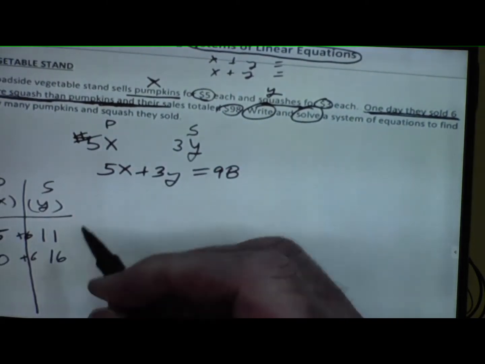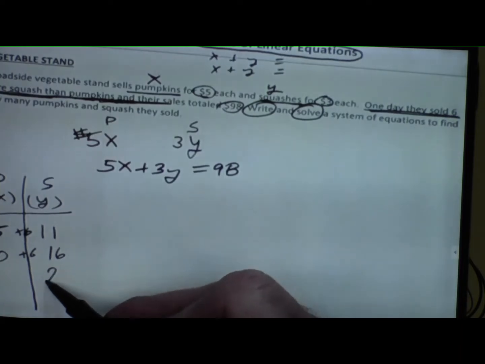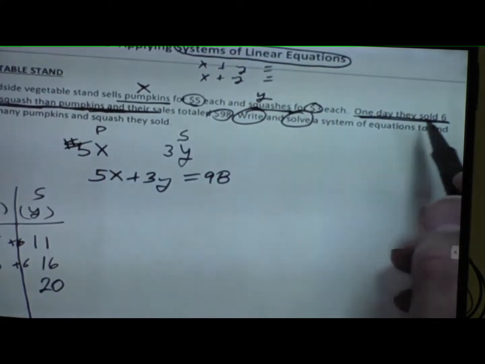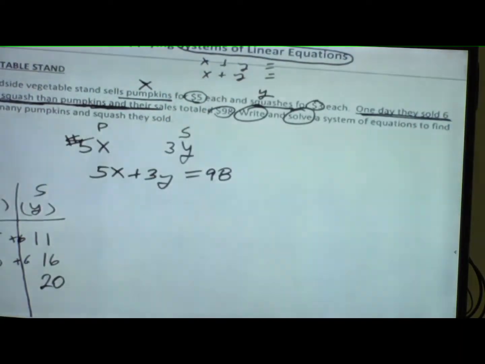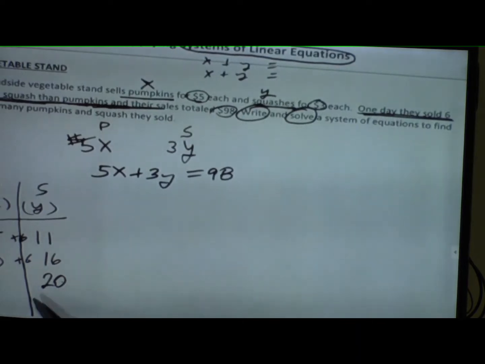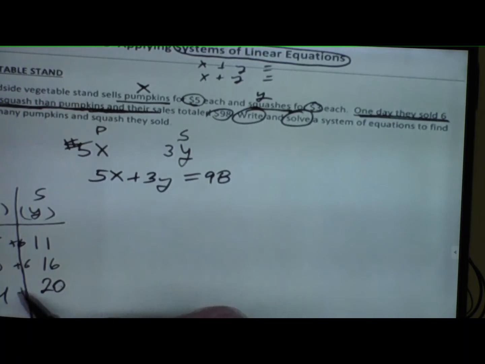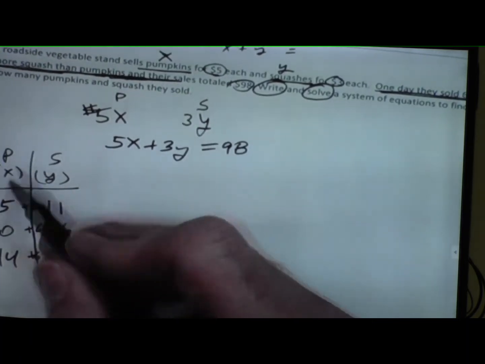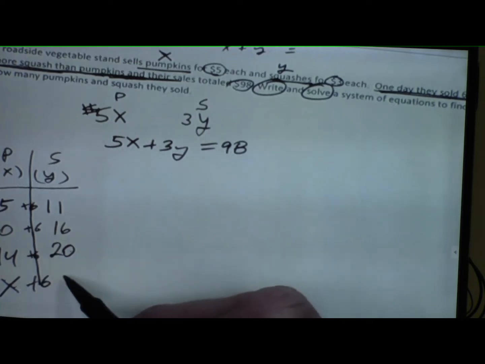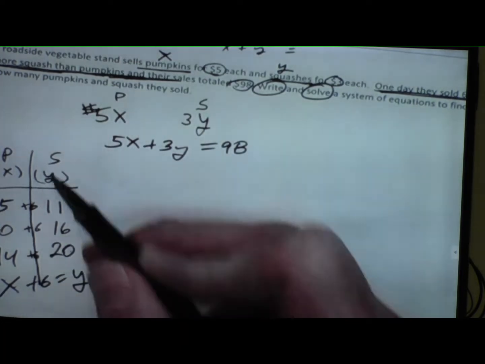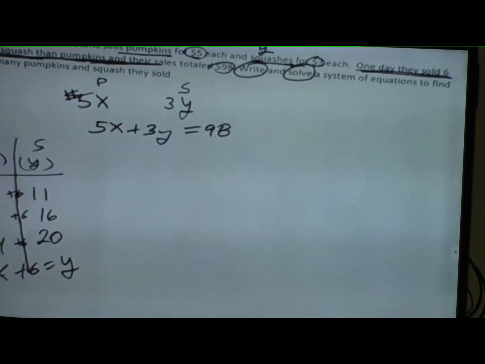Or if I wanted to think, well, what about for squash? Let's say I sold 20 squash. If it was 20 squash, well, there's 6 more squash than pumpkins, so that means I have to take away 6 from this. You're at 14. It's still a plus 6. So it's however many pumpkins, X pumpkins, plus 6 will give you the number of squash. So see how I made that equation up?